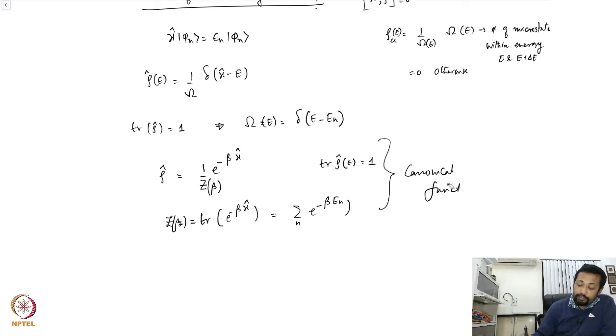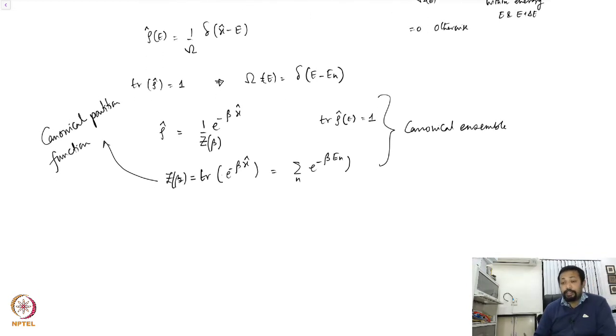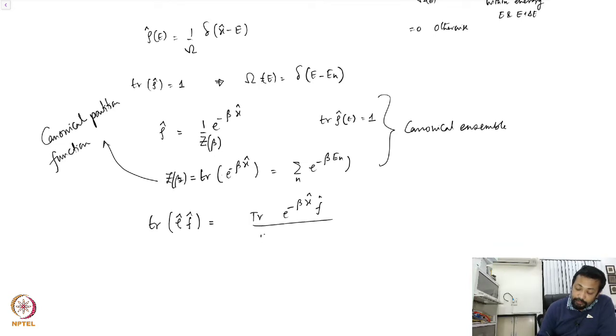So this is the canonical partition function in the energy representation. The average of any physical observable is trace of rho hat f hat, right? Which is going to be trace of e to the power minus beta H hat f hat divided by trace of e to the power minus beta H.